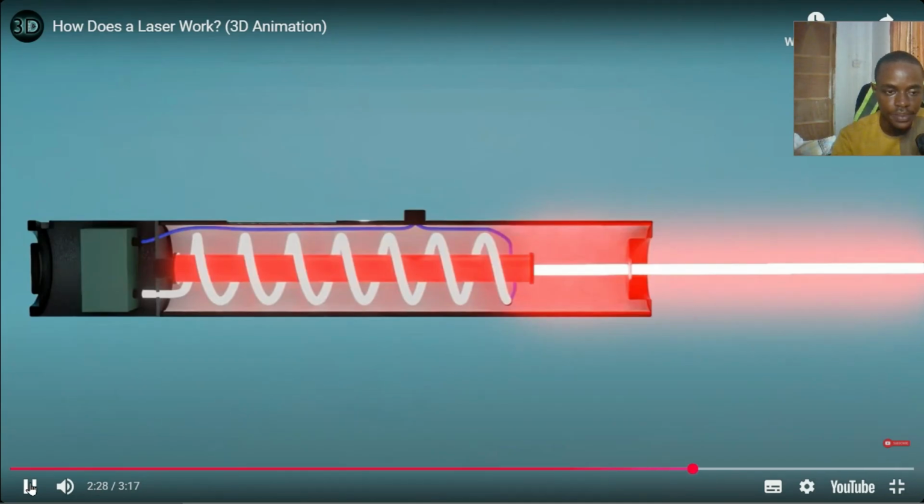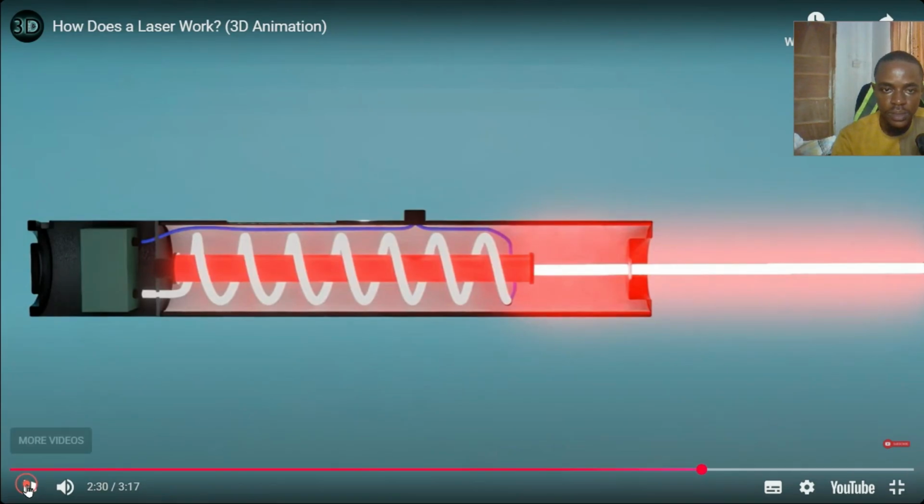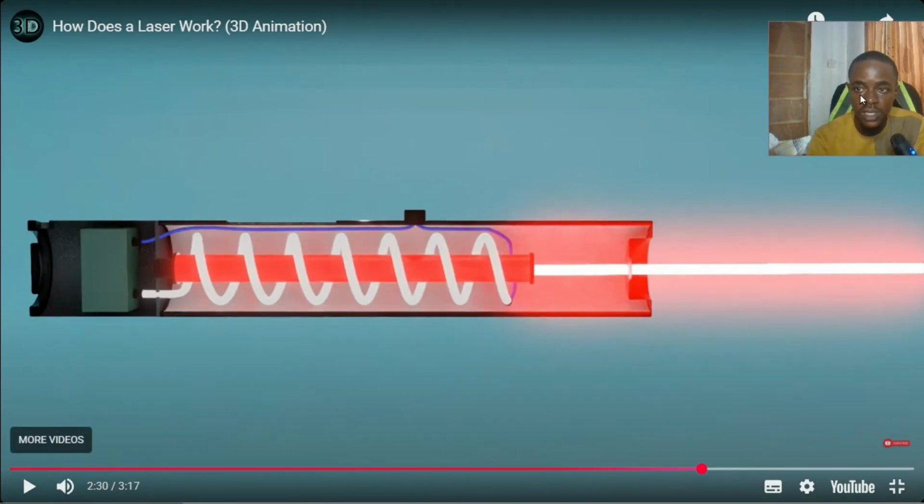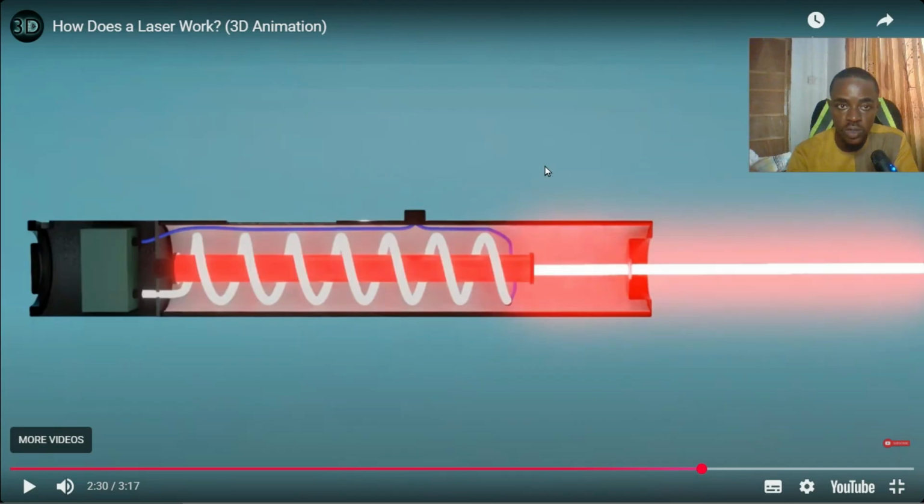The number of photons released from the beam will be directed. I don't know if you can actually listen to what it's saying, but I'll also leave a link to this video so that you can hear it yourself. I believe at this moment you should have a better understanding of how laser actually works.